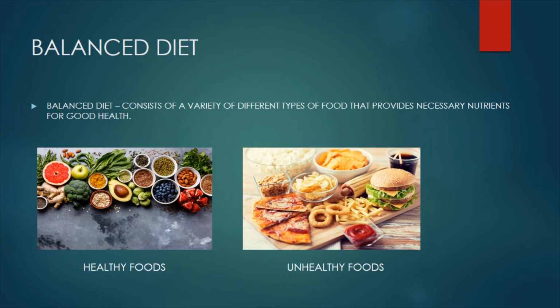A balanced diet basically consists of 6 main nutrients. They are proteins, carbohydrates, lipids, vitamins, minerals and water. Here, lipids are organic compounds that are insoluble in water. Example, fats.